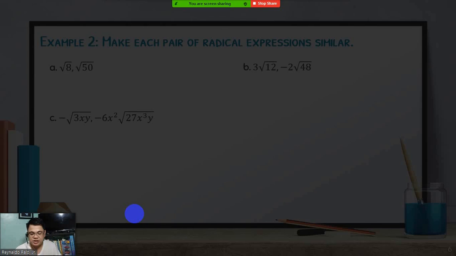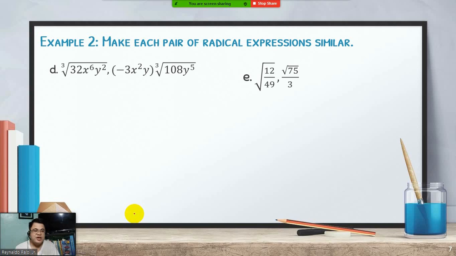Alright, so let's proceed. Letter D. Make each pair similar again. So we have letter D, cube root of 32x raised to the power of 6y squared and negative 3x squared y cube root of 108y raised to the 5th power. Alright, so how are we going to make them similar? Okay, so let's start with the first one. Cube root of 32x raised to the 6th power y squared.